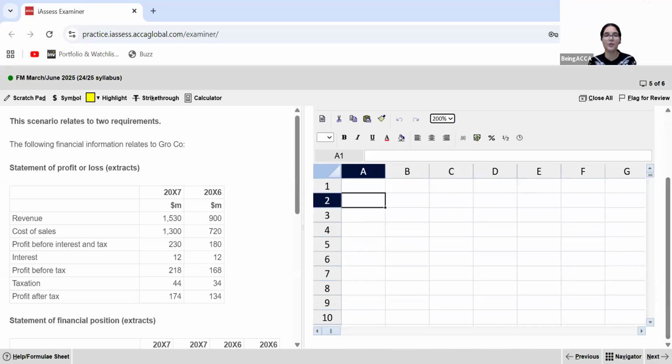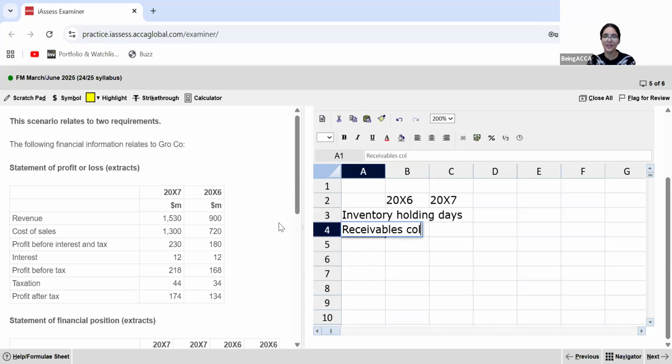So what I will do is quickly create a format over here. There are 2 years which we are talking about, 20x6 and then 20x7. So what all ratios am I going to be calculating? I can calculate the inventory holding days. I can also calculate my receivables collection days. I can calculate my payables payment period. And then I'm also going to calculate the cash operating cycle.